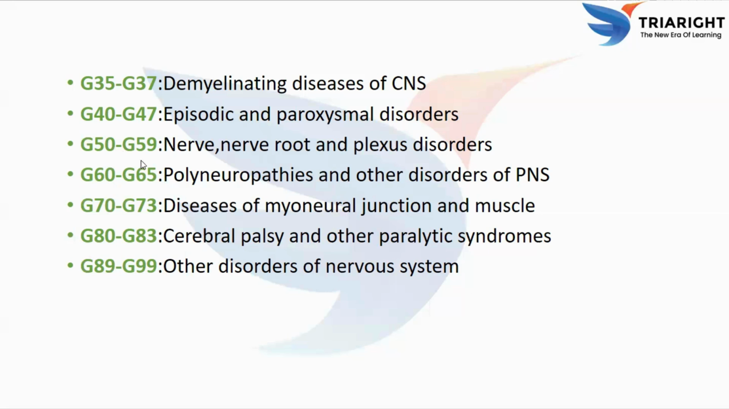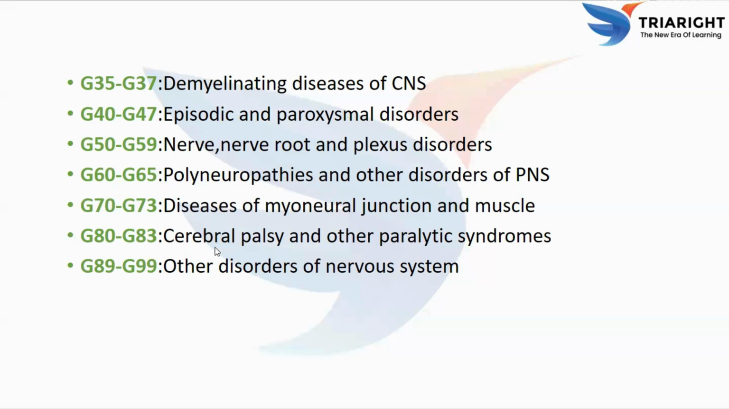Next, G60 to G65 are polyneuropathies and other peripheral nervous system disorders. These affect multiple nerves throughout the body, for example, hereditary neuropathy and alcoholic polyneuropathy. G70 to G73 are disorders of the myoneural junction and muscle. What does this involve? They involve problems where nerves communicate with the muscles, or issues in the muscles themselves. For example, myasthenia gravis, you assign the code G70.